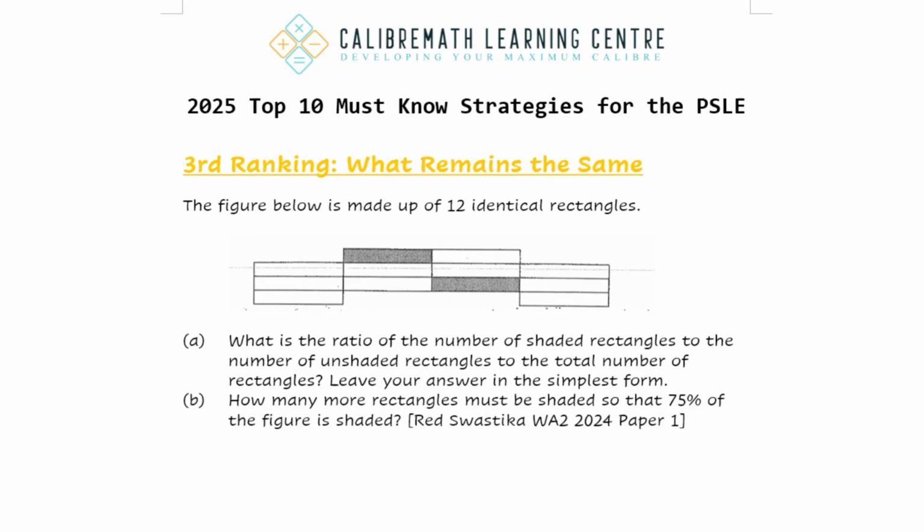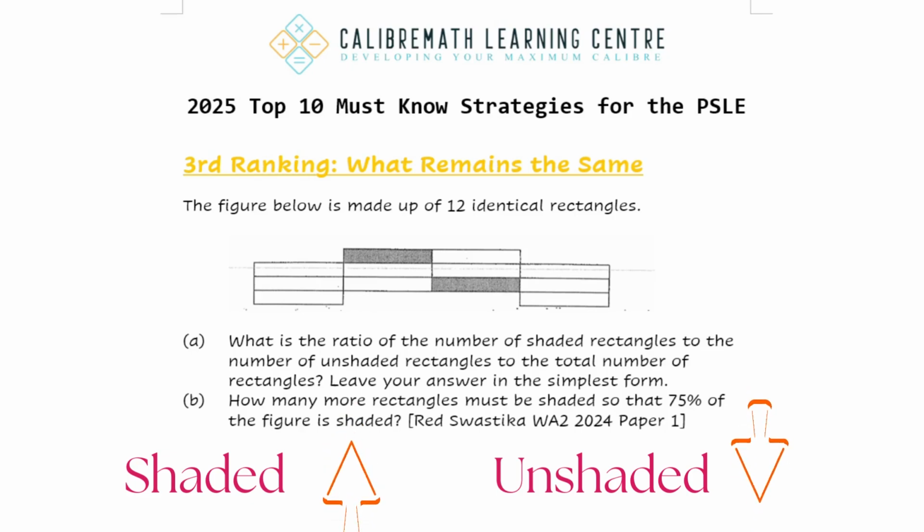It is important to remember that when you shade more rectangles, the number of unshaded rectangles decreases too. So the only thing that remains unchanged is the total number of rectangles. Hence, the correct approach to solve this question is by applying total remains the same.